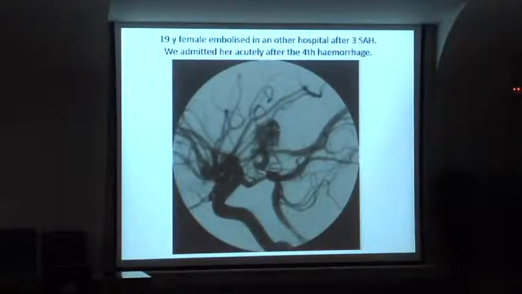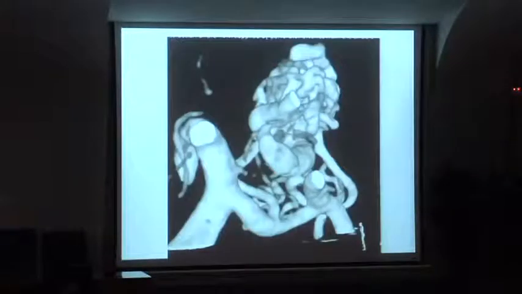I would like to show this young patient, a 19-year-old female, embolized in our hospital. This patient arrived from Professor Valavanis after 2 procedures of embolization without a successful result. We admitted her acutely after a hemorrhage, and this is the result after 2 procedures of embolization of this paramedian, very difficult AV malformation. It's a 3D reconstruction.